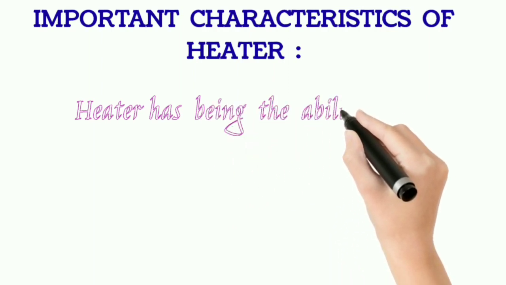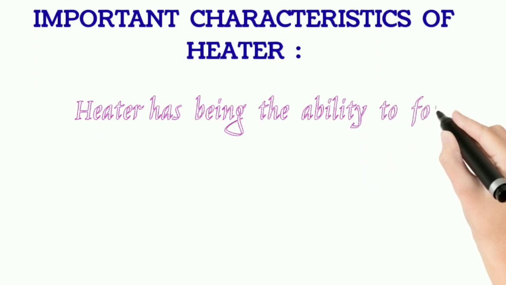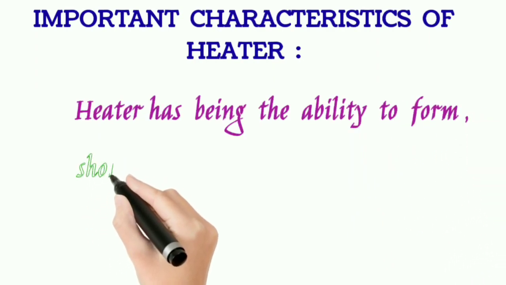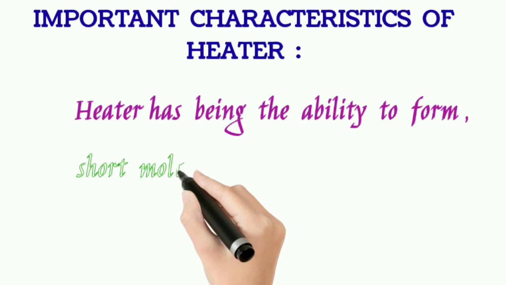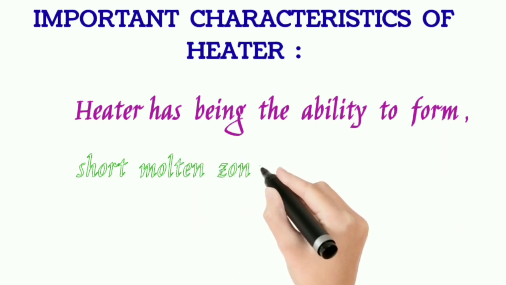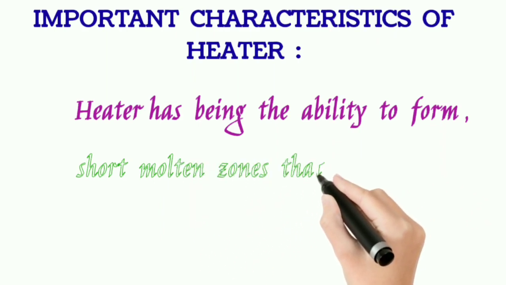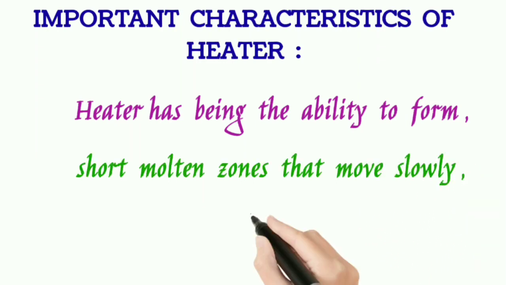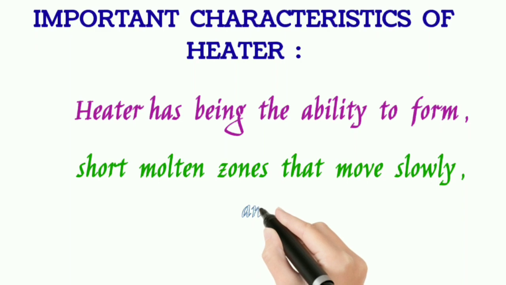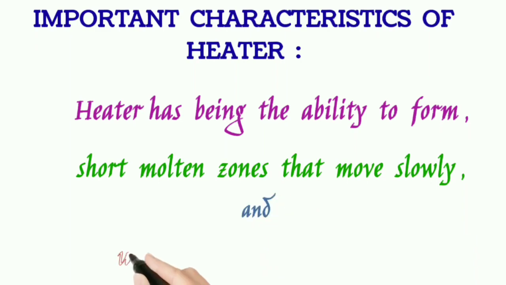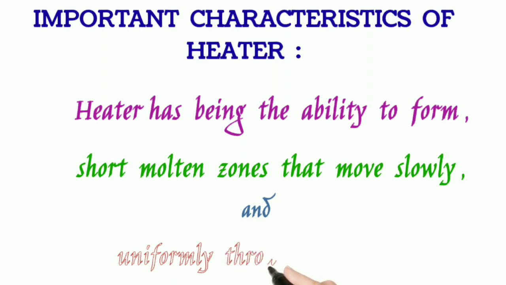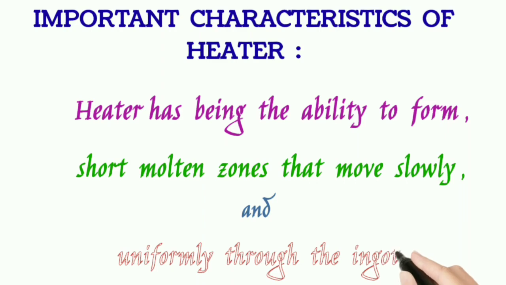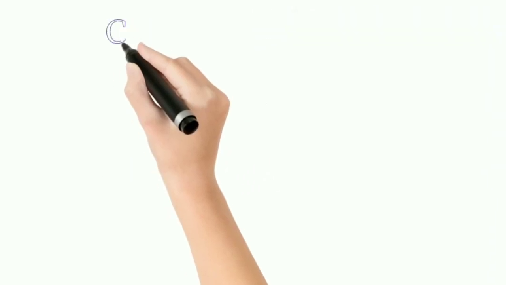So it has to create a molten zone that moves slowly and uniformly through the ingot. Okay, so I'll tell you that we are moving the heater. The heater has the ability to form a short molten zone that moves slowly from one side to the other side, and it should be uniform through the ingot. Ingot, what is ingot? I will explain this term ingot at the end of this video. Watch the video without skipping, till the last, you will get the answer for this ingot.